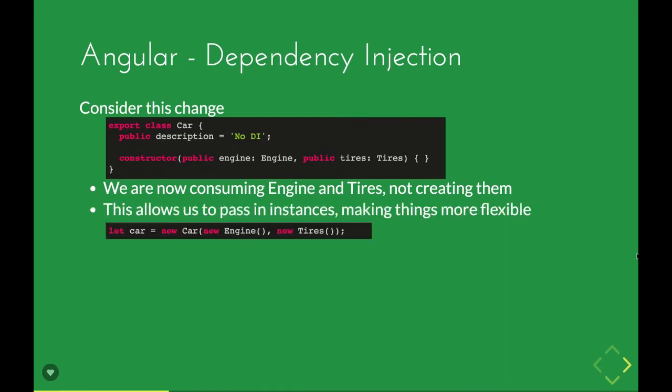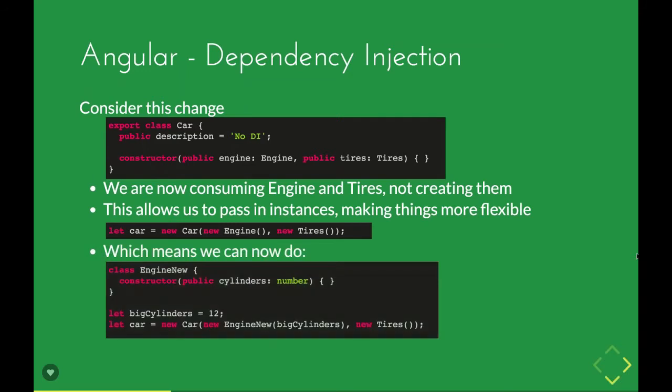And now we're consuming engine and tires, not necessarily creating them. And this allows us to pass in instances. So we can, for example, either pass the new engine and new tire, or if we already have existing versions of engine and tire, we can pass those in. And we can do something like this, for example, where we create a brand new engine class that allows us to pass in a number of cylinders that we want to have for the engine. And we can now create a new car using that syntax.